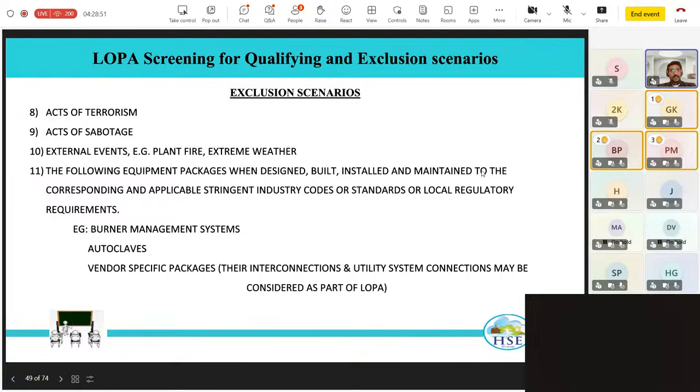Acts of sabotage is another important thing. Of late, there have been several instances of acts of sabotage which cannot be considered. Next is external events like a plant failure, a plant fire, or extreme weather. Both of these are not considered because for fire there's a different set of guidelines as per NFPA, and that is the driver for this. They are not part of typical HAZOPs or LOPA scenarios, because HAZOP and LOPA deal with the internal process aspect of it.